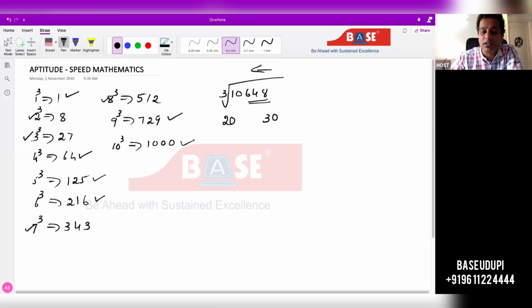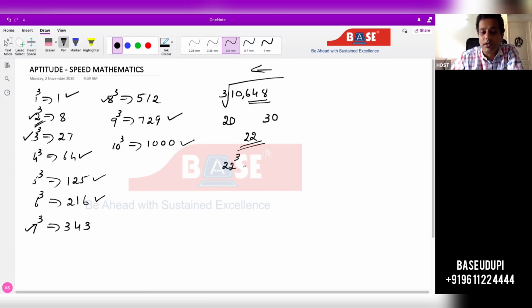But the last digit of the number is 8 because 10,648 ends with 8. Any number that ends with 8, the answer for that particular number ends with 2. 8 is 2. So between 20 and 30, the number which ends with 2 is 22. Obviously, that's the only number which ends with 2 among 21, 22, 23 till 29. So the cube root of 10,648 is 22.